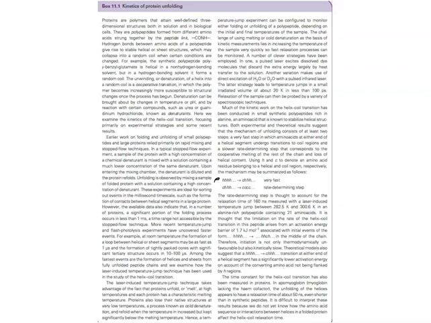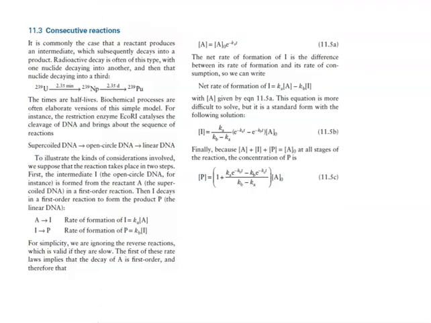So now that we've finished with that light reading, moving back to theory and transitioning to consecutive reactions. It is commonly the case that a reactant produces an intermediate which subsequently decays into a product. Radioactive decay is often of this type, with one nuclide decaying into another, and then that nuclide decaying into a third, like we see here in this example.